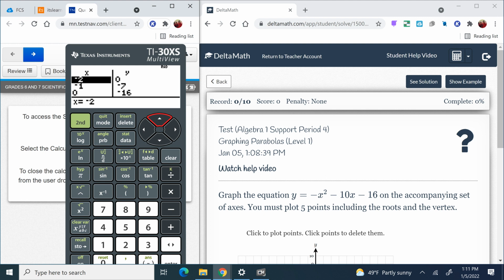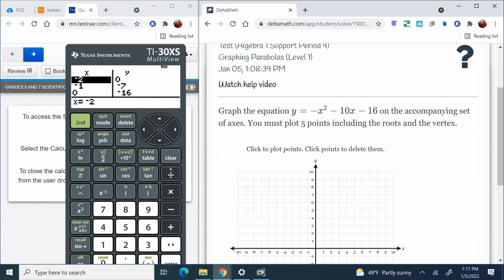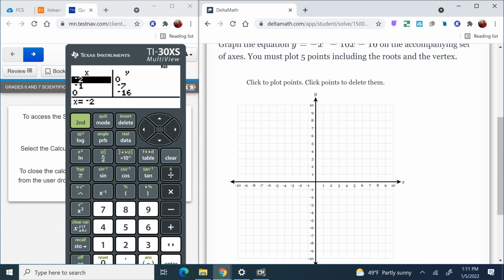So I know I need the point negative 2, 0. So I can go over here to my graph, and I'm going to have the point negative 2, 0 as one of my points. So that's one of my roots. Let's keep going a little bit more negative.